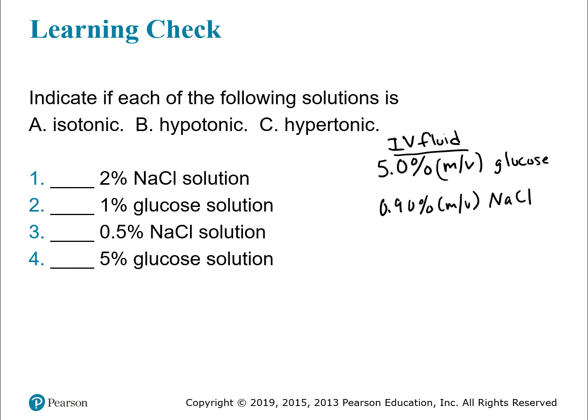If you're above that, like in number 1, you're at 2%, that means that you're hypertonic. Okay, the concentration of solute is higher. 1% glucose solution, however, is lower. So that's hypo. 0.5% sodium chloride is below 0.9%. So that too is going to be hypotonic. And number 4, 5% glucose solution, well, that's the same. Iso is same, so that's A, isotonic.